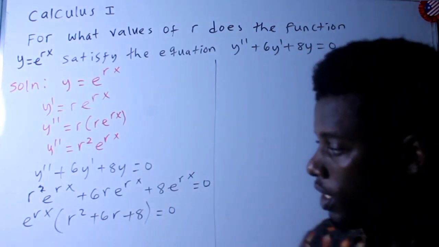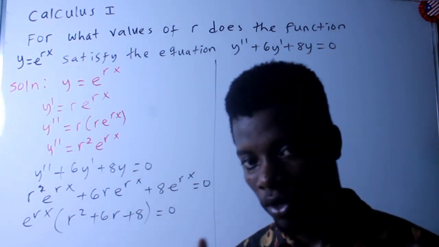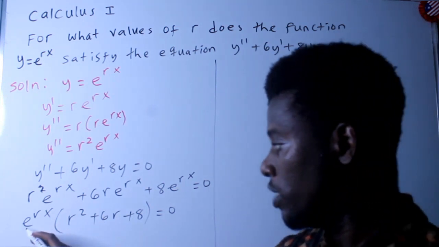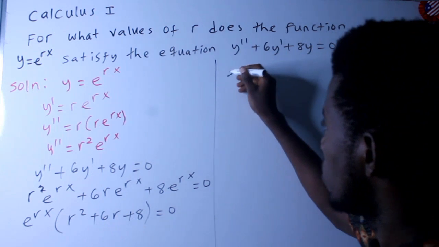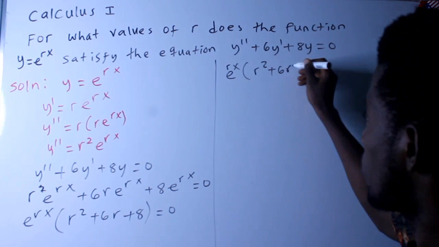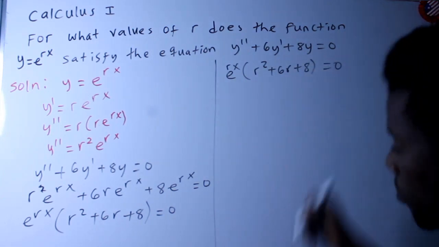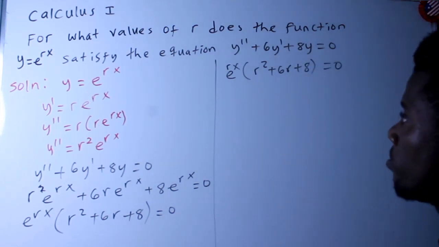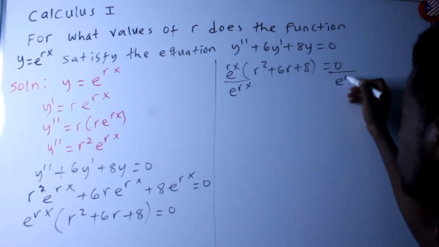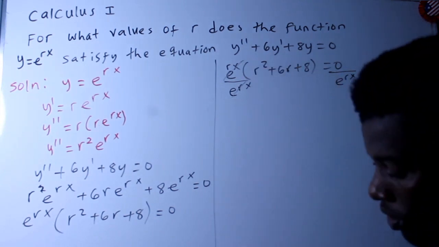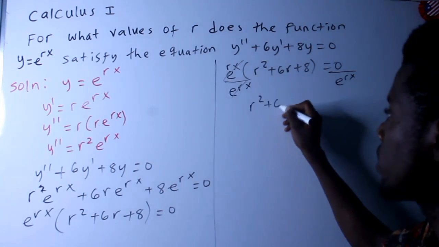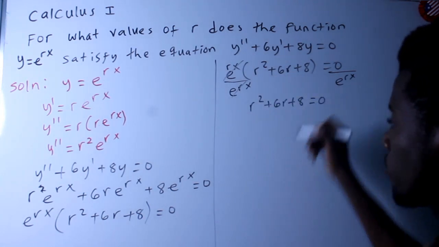Since e raised to the power of rx is never 0 for any value of x, we can divide each term by e raised to the power of rx. We can divide this term by e raised to the power of rx because it's never 0. So if these cancel out, we are going to have r squared plus 6r plus 8 equal to 0.